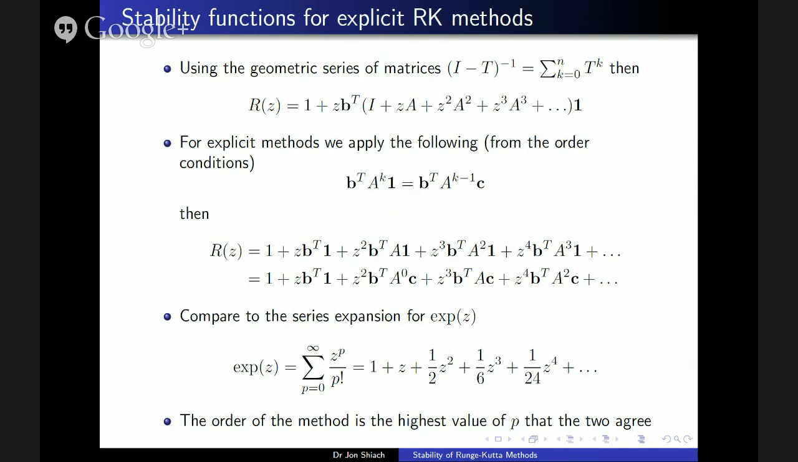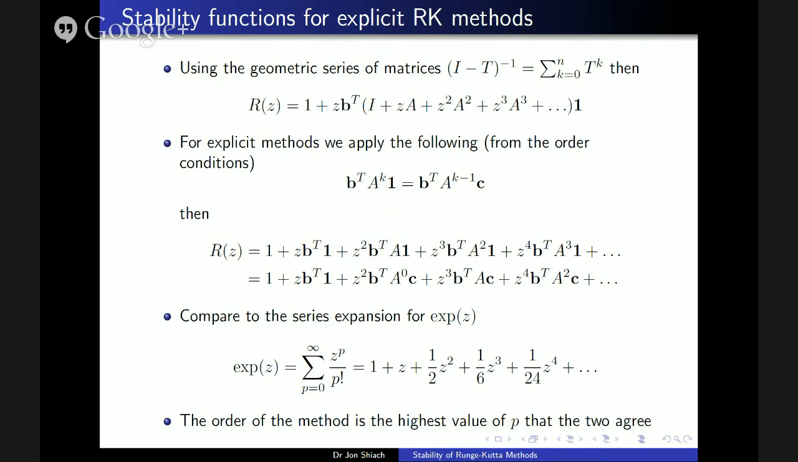What we want to do is compare it to the exponential function. If you expand out the Maclaurin or Taylor series of the exponential function, you have this pattern: z to the power p over p factorial. So this is our series expansion for the exponential function. We want R(z) to behave like this exponential function. And what we can also say is the order of our Runge-Kutta method is the highest value of p these two agree to.